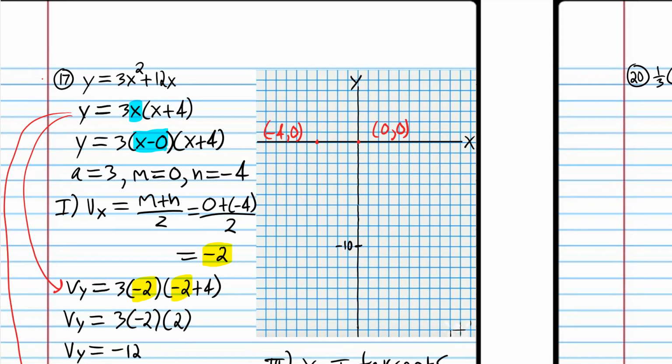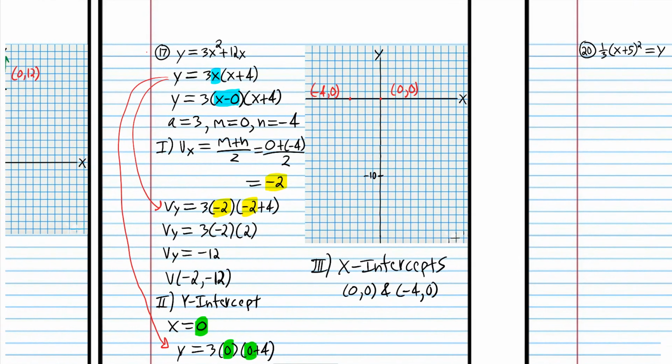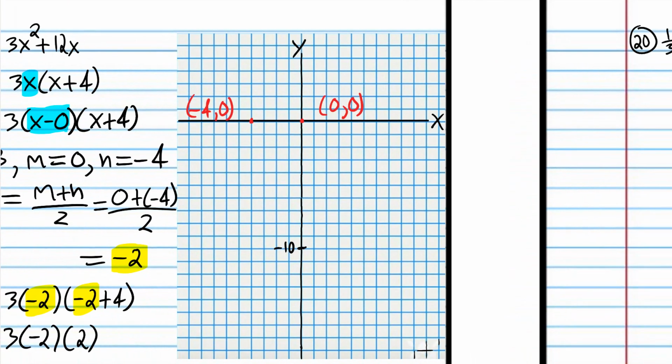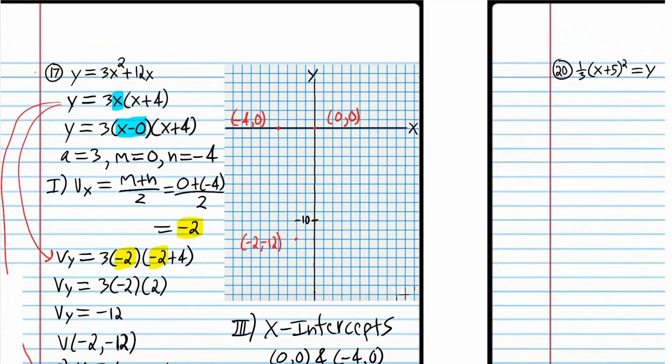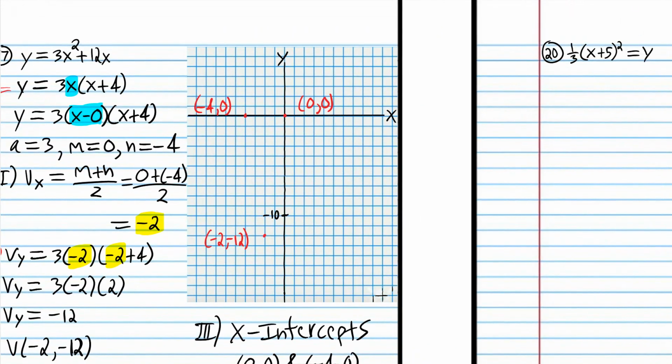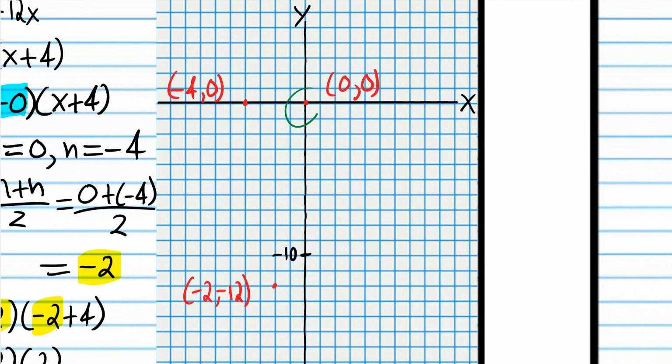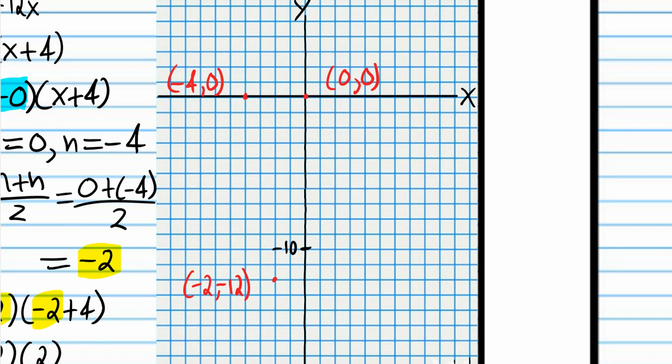And now we're going to plot the vertex, which is negative 2, negative 12. And that's going to be all the way down here. And as you can see, in this particular problem, one of the x-intercepts is the same as the y-intercept. It's where the graph crosses the y-axis.